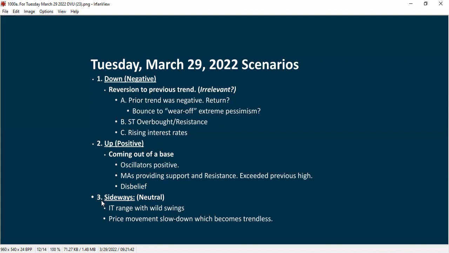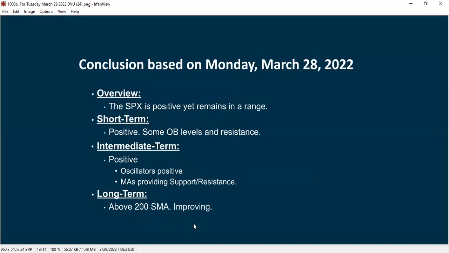Then the number 3, which is looking less likely at this point, is that we get into a sideways trend. If the ADX continues to fall, that may happen. But right now, we're looking at it turning up ever so slightly. But if we do see price movement really slow down and get more into a trendless environment, then that might be where some of the sideways or market neutral strategies are better implemented, even though the volatility may mean you bring in less.